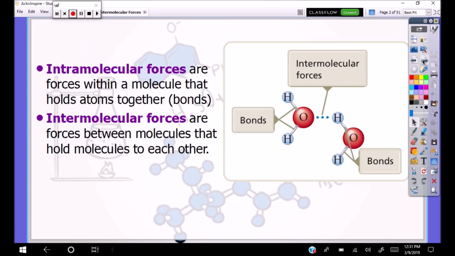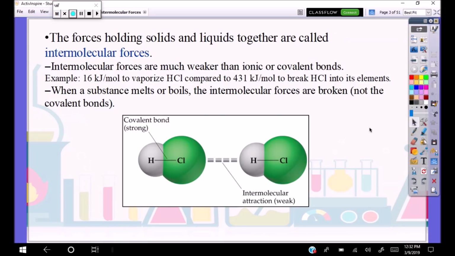Okay, so first off, intramolecular forces. We just spent a whole lot of time in the bonding unit talking about intramolecular forces. Those are the bonds that hold our molecule together. But now we're looking at intermolecular forces, which are the forces between molecules that hold the molecules together. In the diagram here, we tend to use dots or dashes to show intermolecular forces, whereas with bonds, we're looking more at lines. So these are the things that hold solids and liquids together.